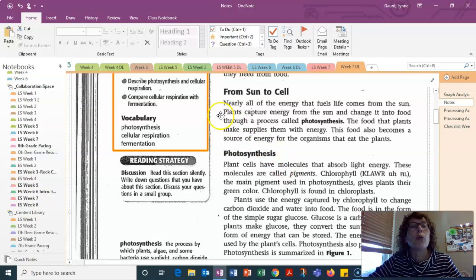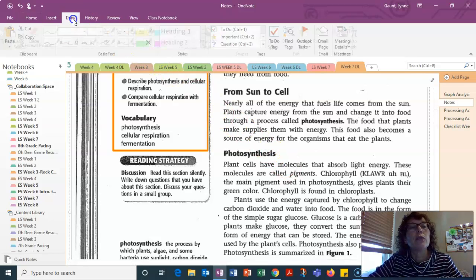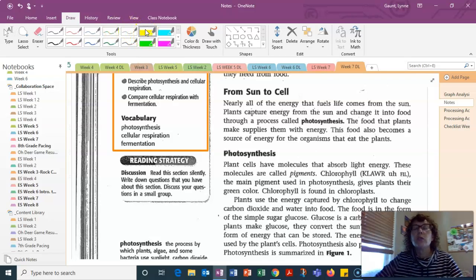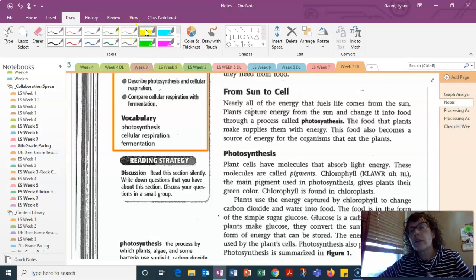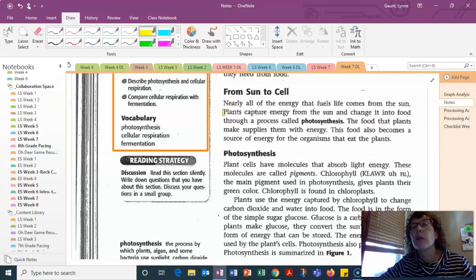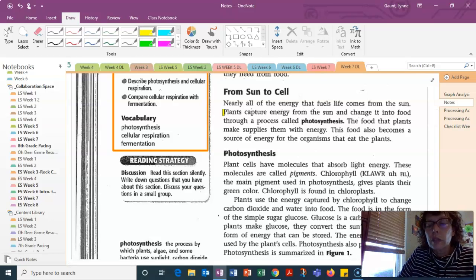Hey, that seems important. I'm going to go get my highlighter tool in the Draw menu. I'll choose yellow. You can choose something else. Just make sure it's a highlighter so that it doesn't cover up the text. And I'm going to highlight that sentence that I just read. In the paragraph from cell to sun, I'm going to start with plants capture energy, and I'm going to go all the way through photosynthesis.